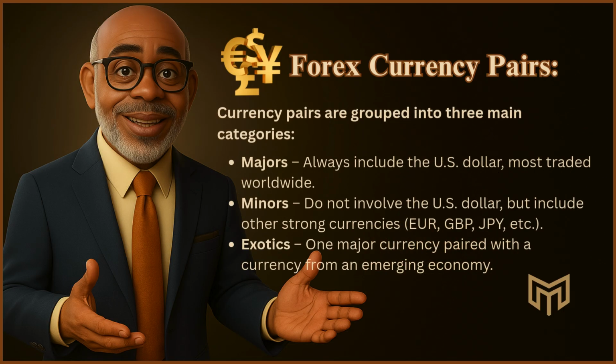Currency pairs are grouped into 3 main categories. First, the majors, the most traded pairs in the world. They always include the US dollar. Second, the minors, pairs that don't involve the US dollar, but include other strong currencies like the euro, the British pound, or the Japanese yen. And third, the exotics, pairs that combine a major currency with the currency of an emerging economy.